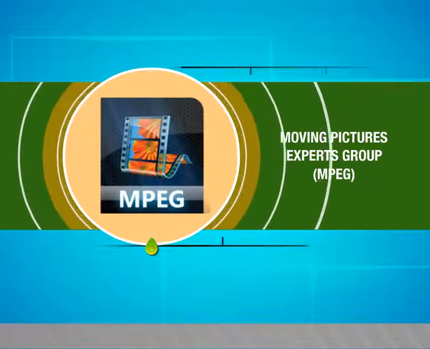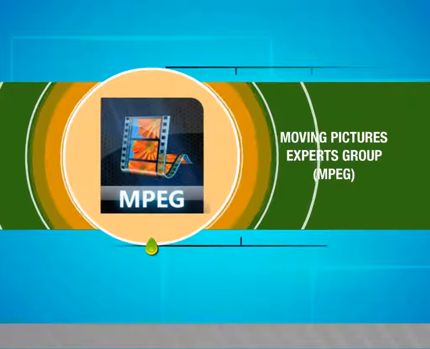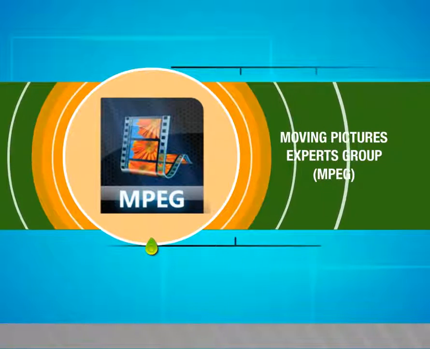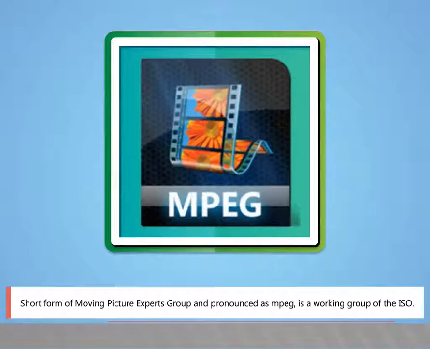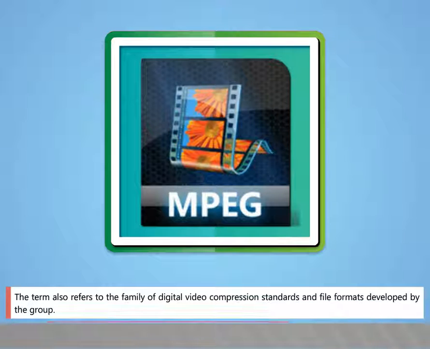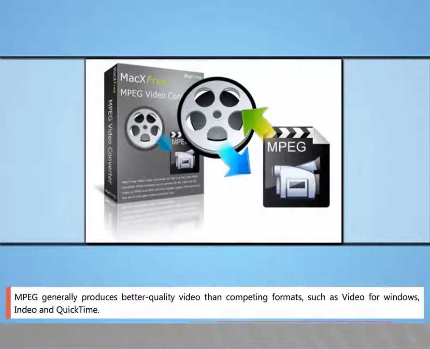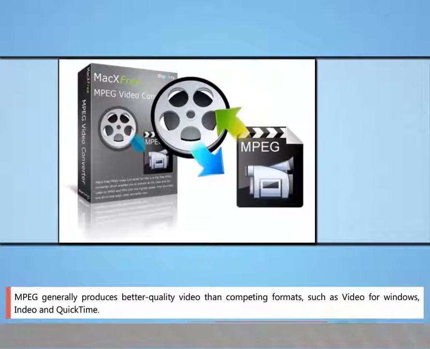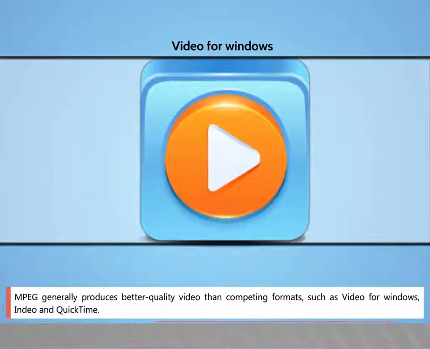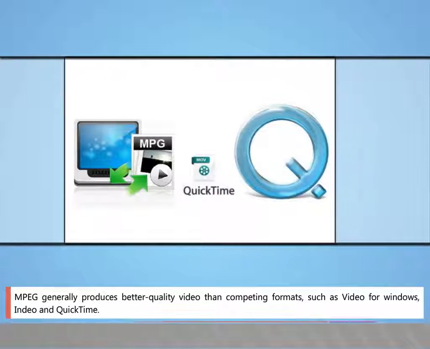Moving Pictures Experts Group, that is MPEG. In this video, we are going to see about Moving Pictures Experts Group, that is MPEG. Short form of Moving Picture Experts Group and pronounced as MPEG, it is a working group of the ISO. The term also refers to the family of digital video compression standards and file formats developed by the group. MPEG generally produces better quality video than competing formats such as Video for Windows, Indeo, and QuickTime.